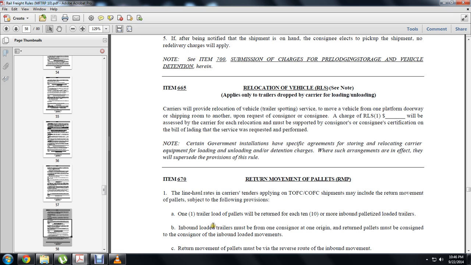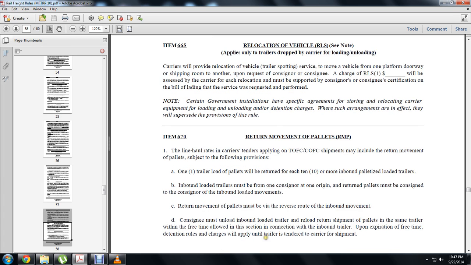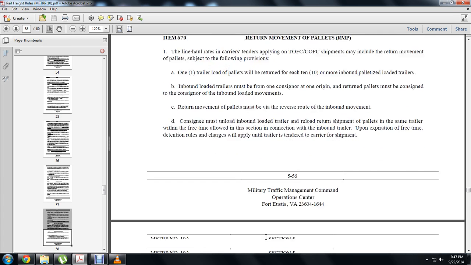Inbound unloaded movements for return of the movement pallets of the reverse route of the inbound movement of consigning must unload the inbound loaded trailer and reload the returning shipments of the pallets in the same trailer, the free time loaded in the connection of the inbound trailer. Upon the expiration of the free time, detention rules charges apply until the trailer is tendered to the carrier of the shipment.